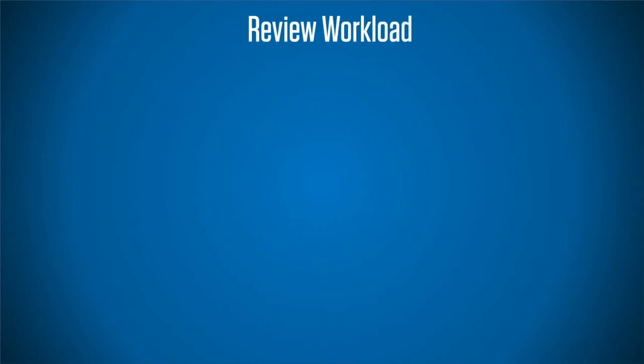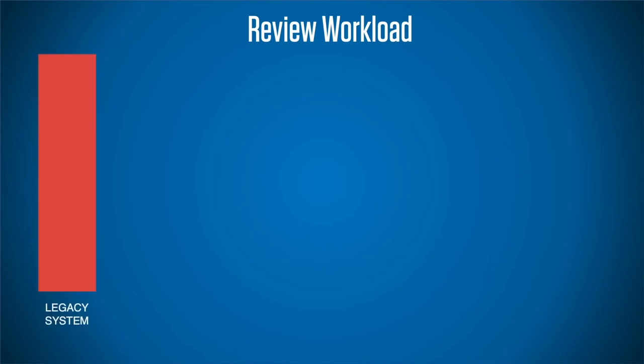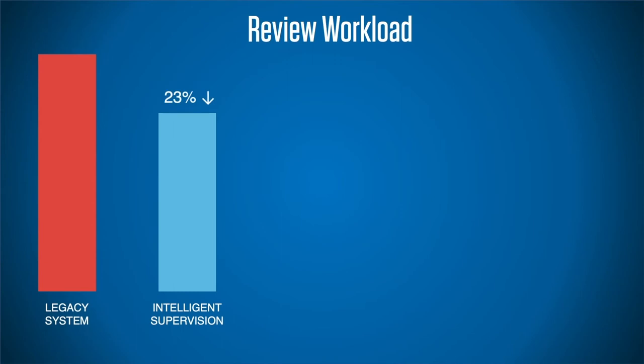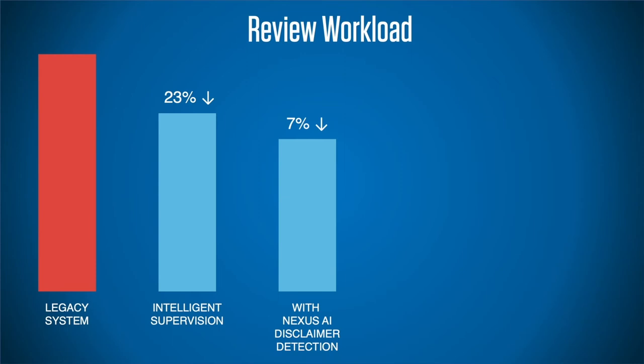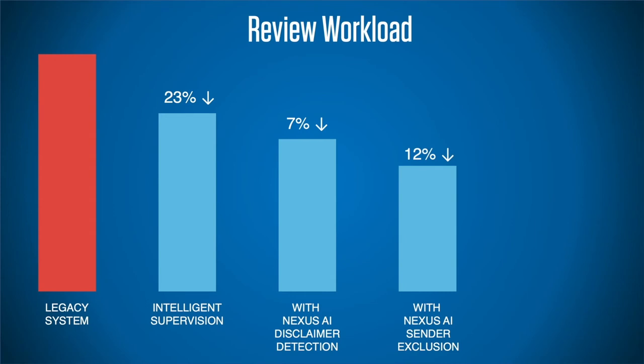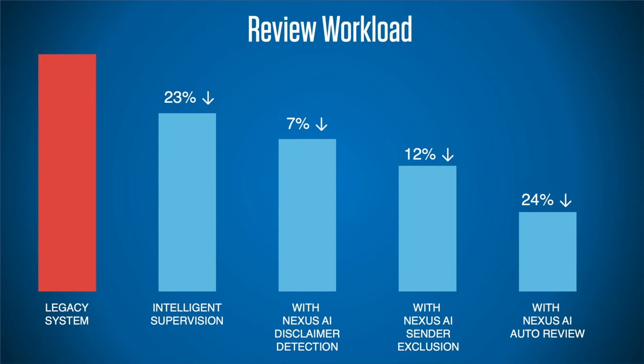Proofpoint's compliance platform provides tremendous results for our customers. This customer reduced flagging by 23% from their legacy system using the advanced rules engine in intelligent supervision. NexusAI disclaimer detection eliminated another 7% of the false positives. NexusAI's detection of senders to exclude removed 12% more, and NexusAI's review automation provided an additional 24% reduction. This customer reduced overall review workload by over 65%, allowing them to spend more time on their real sources of compliance risk.